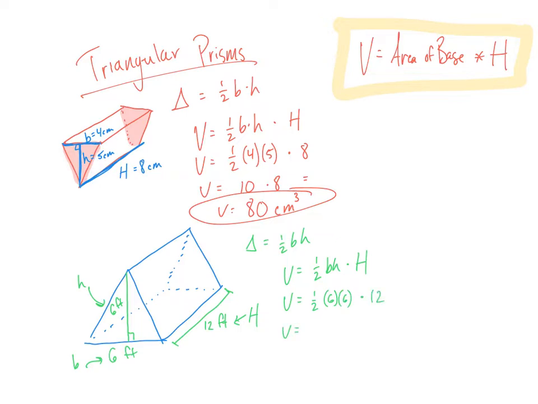6 times 6 is 36. Then we need to divide that by 2, so we get 18. And then we need to multiply 18 times 12, which gives a total volume of 216 cubic feet. All right, so it's a lot about using the formula the right way and using that substitution. Let's take a look at some cylinder examples.